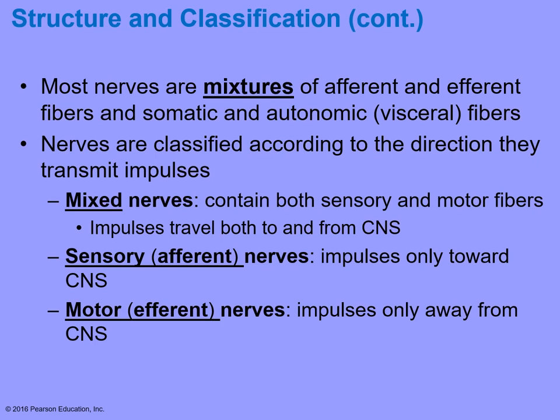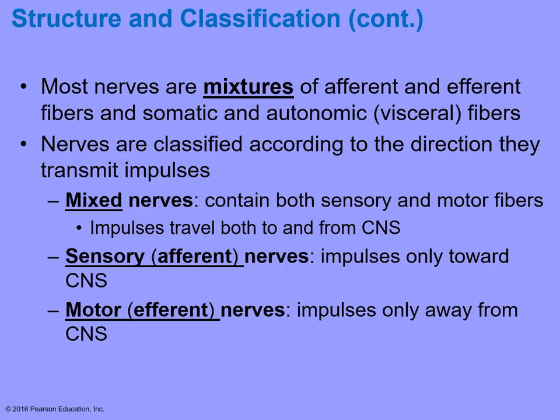Most nerves are what we call mixed, meaning they contain both afferent and efferent fibers. Afferent is sensory, efferent is motor. So they are containing both sensory and motor fibers. And usually there's some somatic and visceral fibers in there. Remember, the visceral are going to typically your smooth muscles. The somatic is going to skeletal muscles.